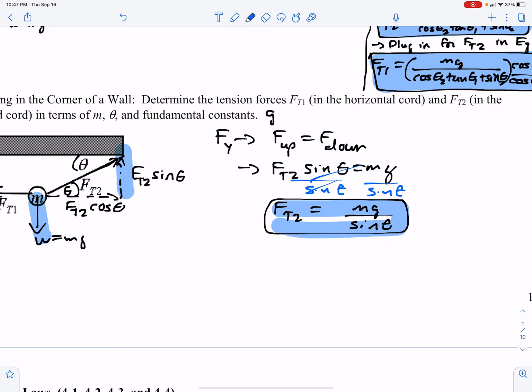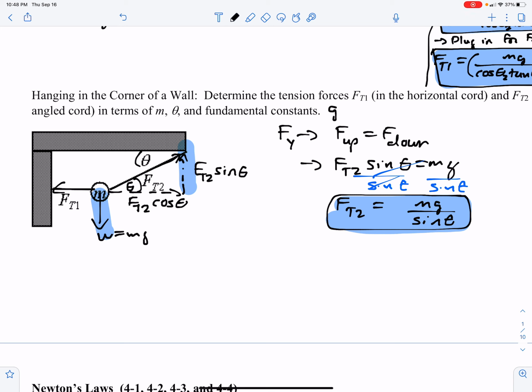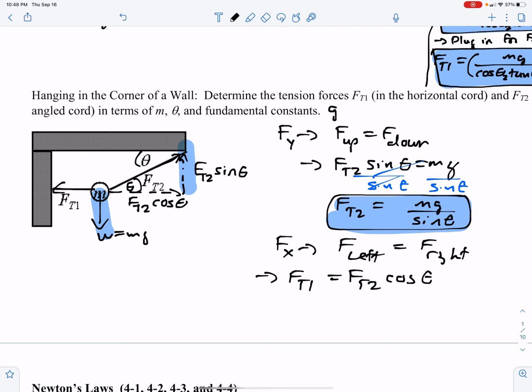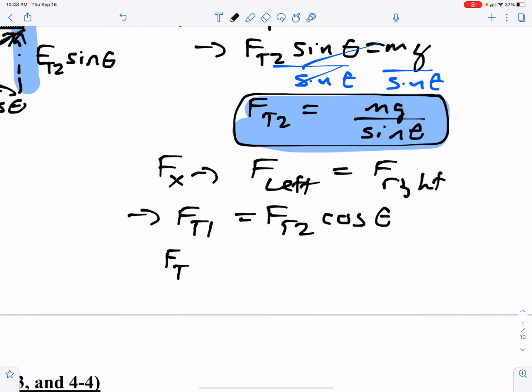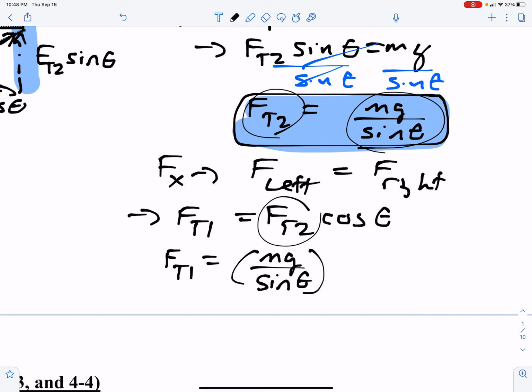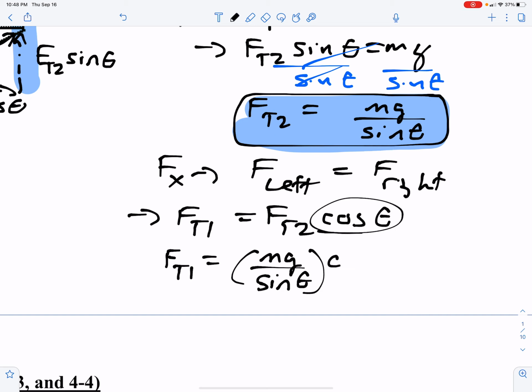But we're allowed to use m and theta and g, that's it. So we're going to take that value for F_T2 and use that in our horizontal forces. Our horizontal forces are balanced as well, so forces left equal forces right. Forces left would be F_T1, that's the other force we're looking for, equals F_T2 cosine of the angle. Well, that means F_T1 would be mg over the sine of theta, substituting for F_T2, times the cosine of the angle.